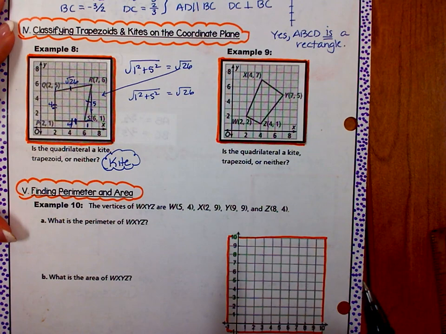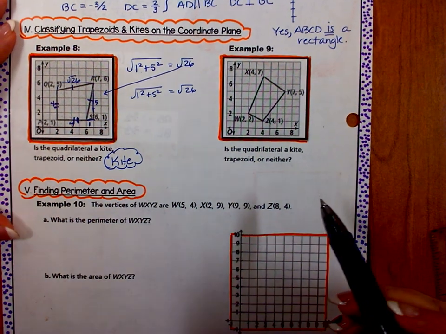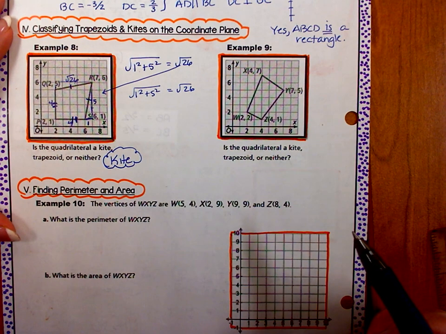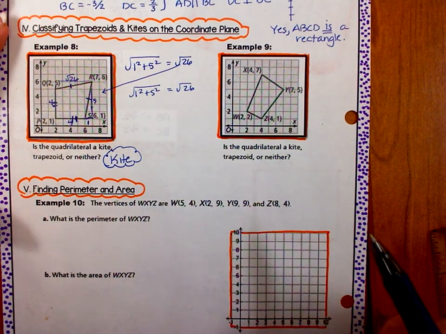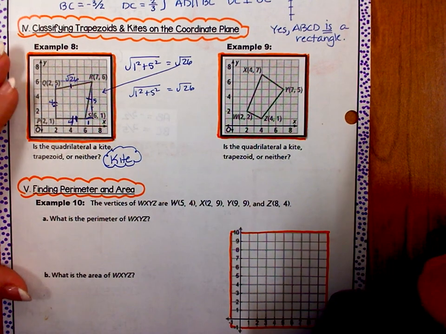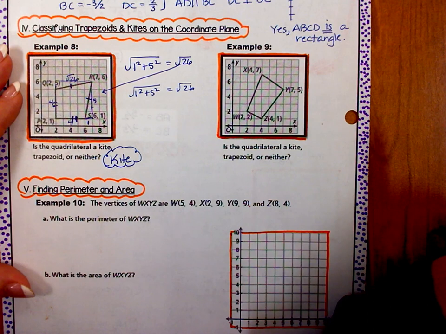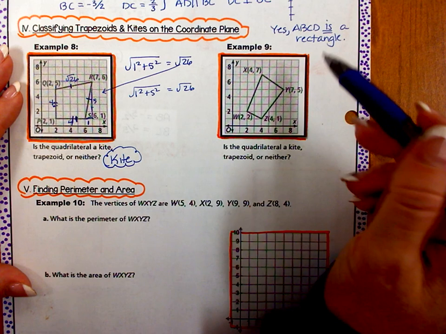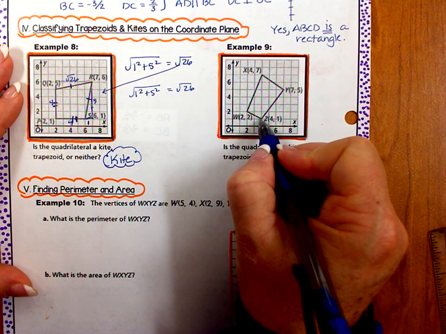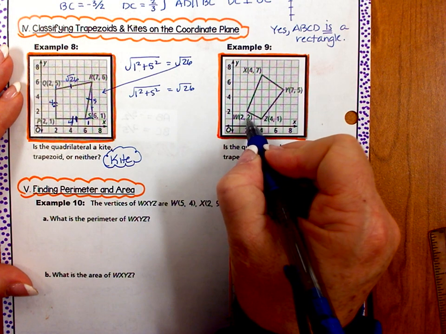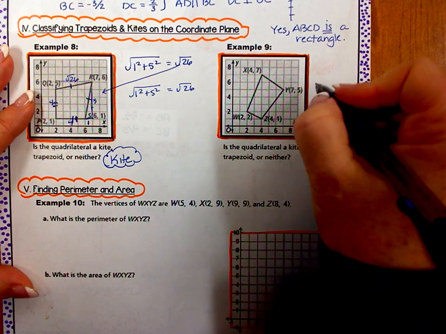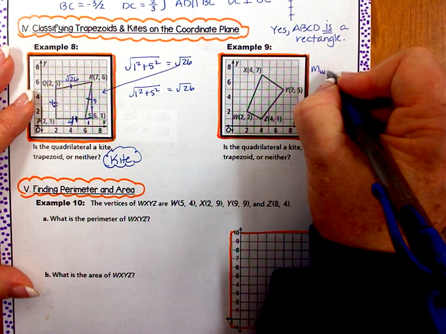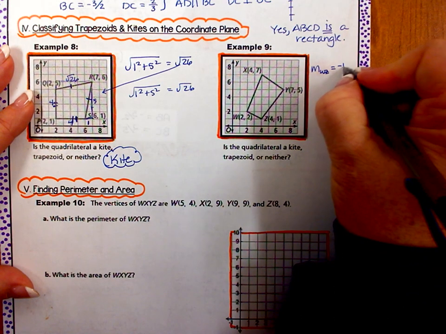All right, looking at example 9, we want to figure out the same thing. Is it a kite, a trapezoid, or neither? The easiest way to figure this out is to see if it has a set of parallel sides first, because kites don't have parallel sides. So with this one, if we figure out this slope right here, it's going down 1 and over 2. So that slope, and that's WZ, is going to be negative 1/2.